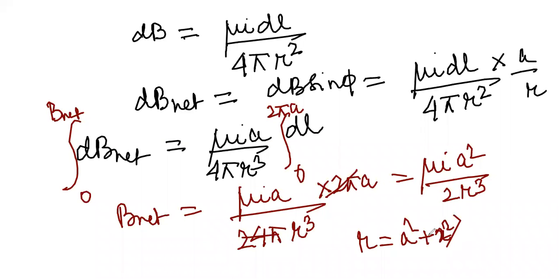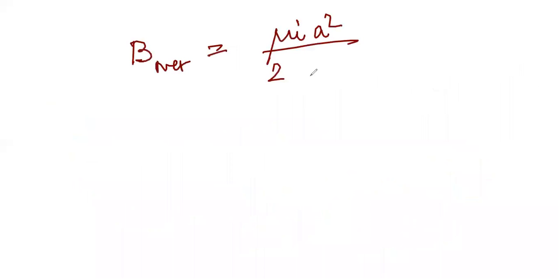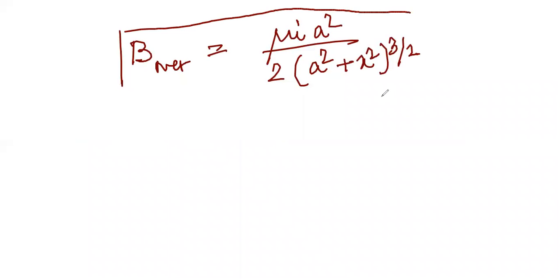So r is equal to (a square plus x square) whole to the power half. So if I just put it over here, my final answer of B net will come to as mu I a square by 2 (a square plus x square) whole to the power 3 upon 2. So this is the final answer that you will be getting, that is mu I by this.